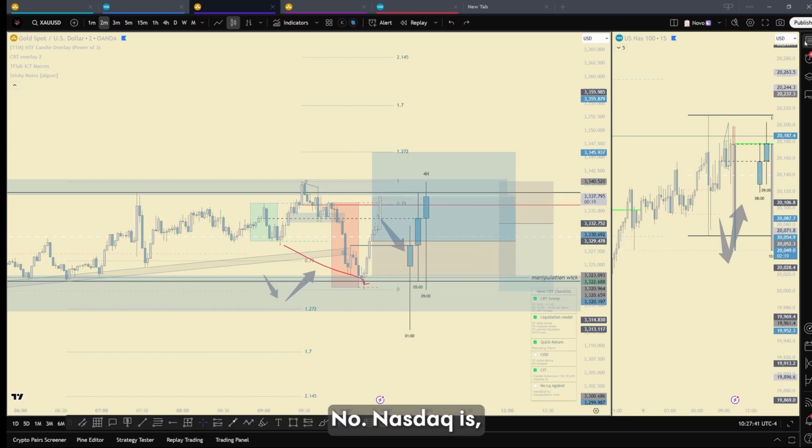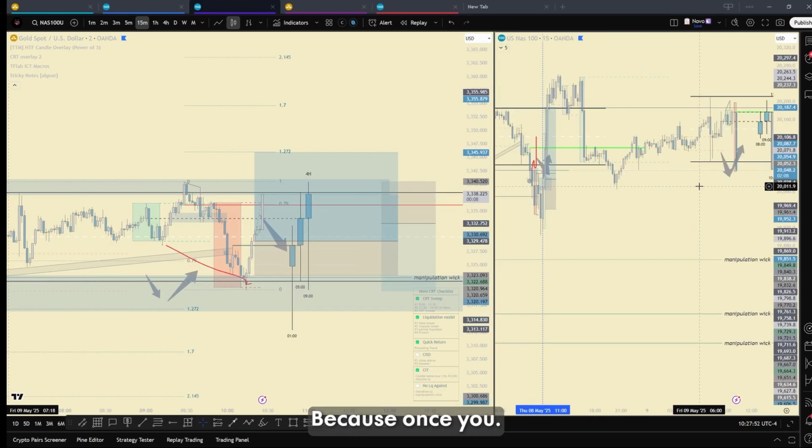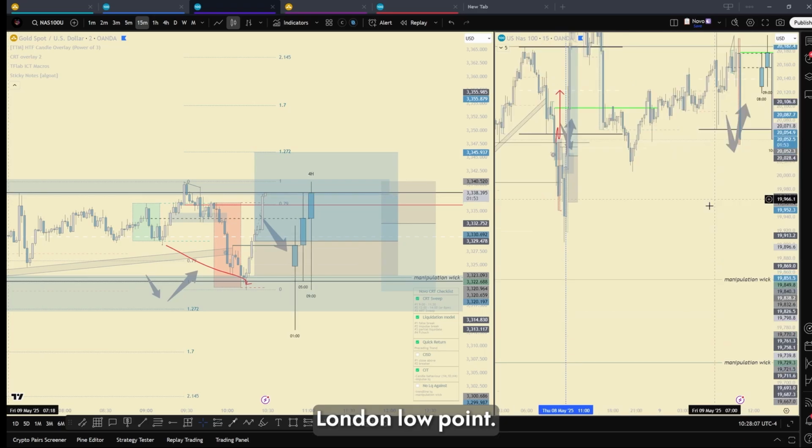Okay, now Nasdaq is doing the sweep. We're going bullish sweep, which is good because honestly Nasdaq has been bullish the entire week. I don't want to go against that. And we finally swept that London low point there.